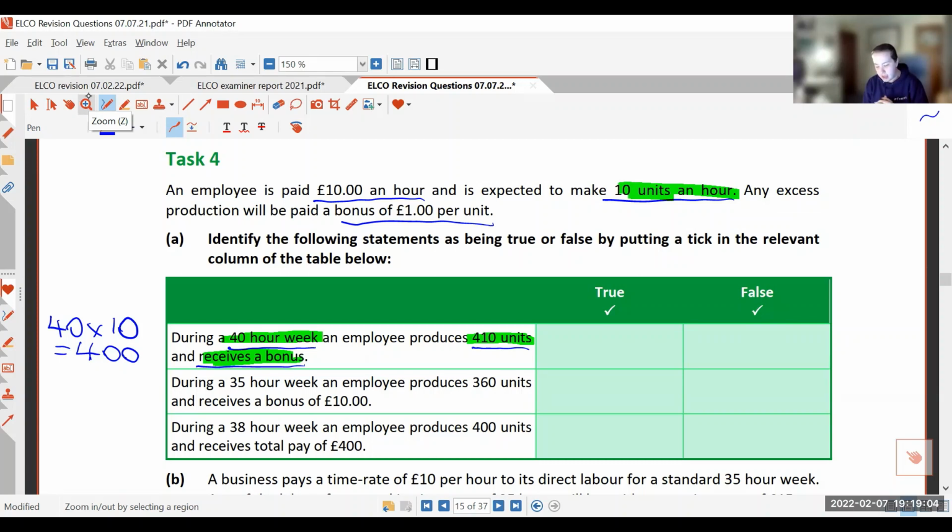So we've got an extra 10 units. I'll just do it here as an X so you can see. So we've got 10 units times the £1 bonus, we get a nice £10 bonus. So yes, it is true, they should receive a bonus. Yeah, that's all correct.